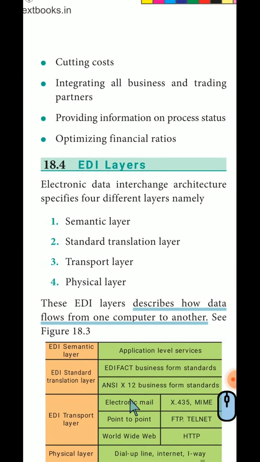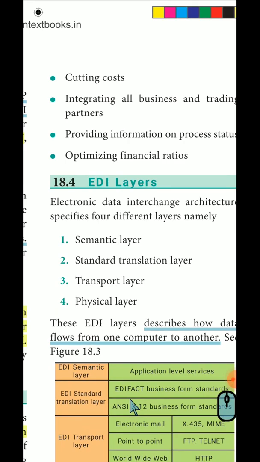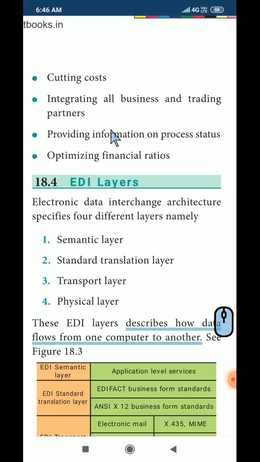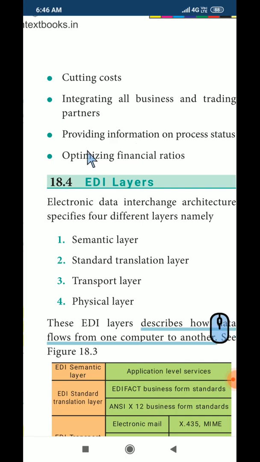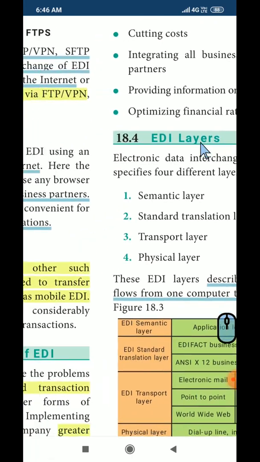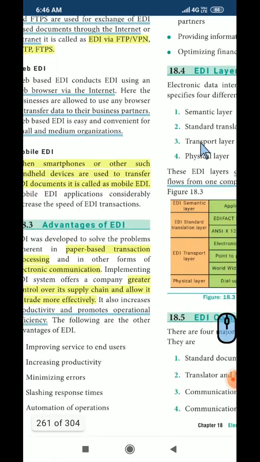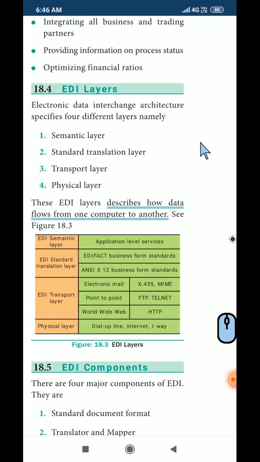So the next one is cutting cost. Here it has also cutting cost, that is a benefit of EDI. And then integrating all business and trading partners. So it will combine all business and trading partners, and it will provide information on process status. So this is a main advantage. It provides the information on the process status and optimizing financial ratios. So everything is an advantage of EDI, and it can be done in a very effective way. So these are all some advantages.